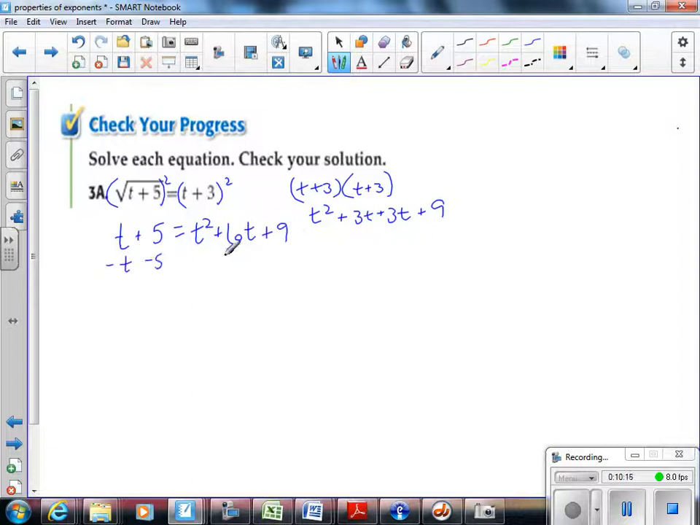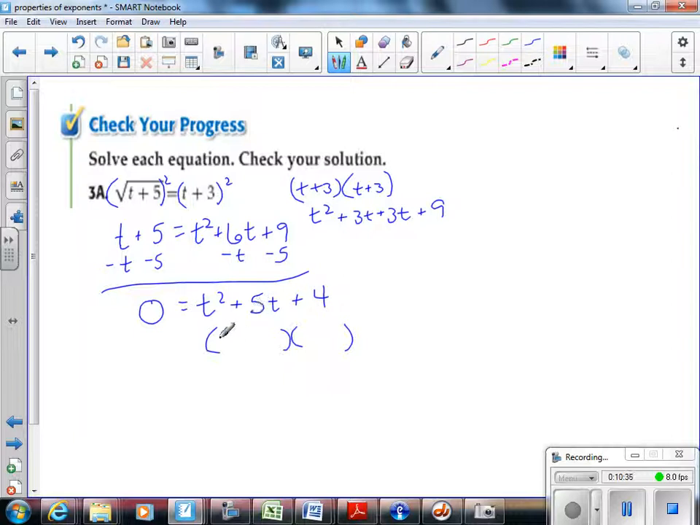Okay, subtract t, subtract 5, and you get 0 equals t squared plus 5t plus 4. Okay, can I factor this? Well, let's try it. What would I multiply together to get 4, add together to get 5? t plus 4, t plus 1. I think that'll work. Okay, so we know that then t plus 4 could be equal to 0, or t plus 1 could be equal to 0. So t could be a negative 4, or t could be a negative 1.